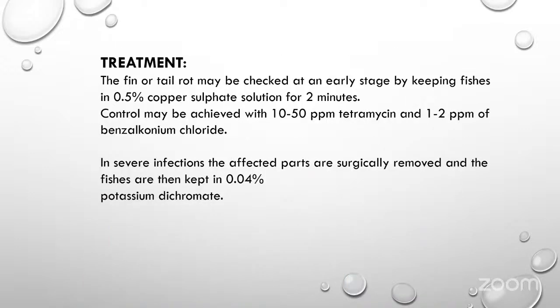Now, how to treat this? The fin or tail rot may be checked at an early stage by keeping fishes in 0.5% copper sulfate solution for 2 minutes. Control may be achieved with 10 to 50 ppm tetramycin and 1 to 2 ppm of benzalkonium chloride. In severe infections, the affected parts are surgically removed and the fishes are then kept in 0.04% potassium dichromate.